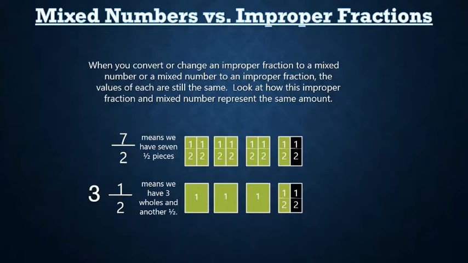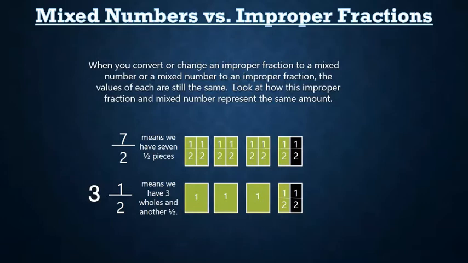So we'll get 1, 2, 3, 4, 5, 6 and 7. This black represents the ones which are not counted. What does 3 1 by 2 mean? 3 1 by 2 means we have 3 wholes and another 1 by 2. So 1, 2 and 3. We will get 3 wholes and now we'll have to count this 1 by 2. So this is our proper fraction. This one is also not counted.